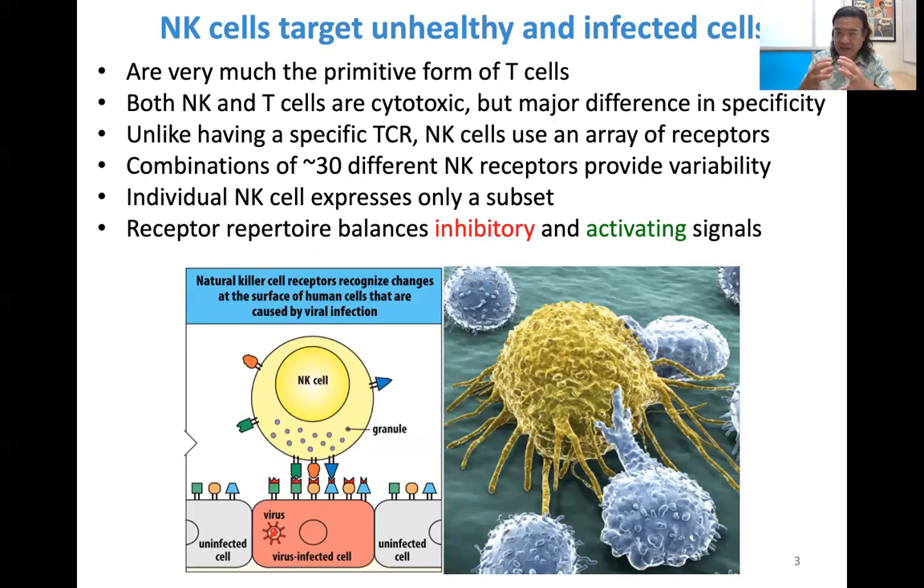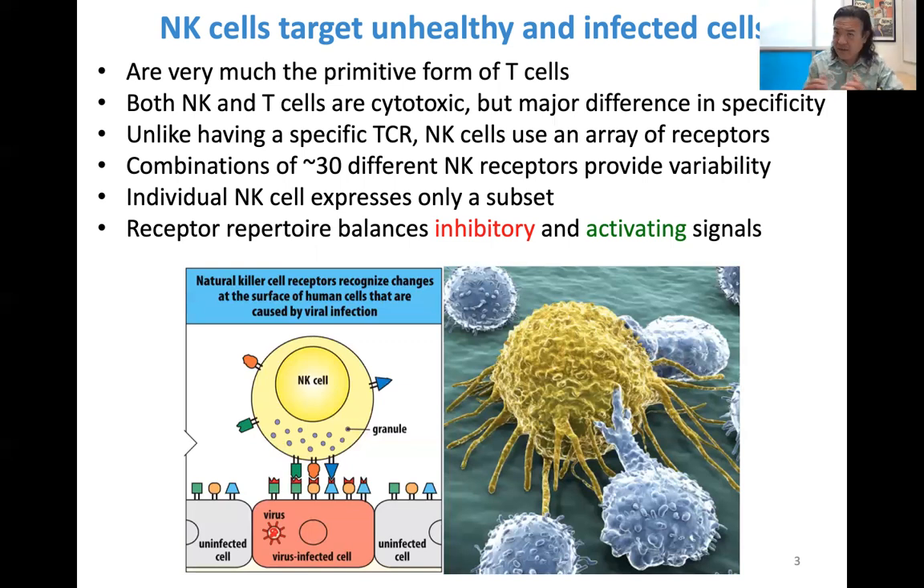If one NK cell tried to express all of these different receptors, then each particular receptor would be limited in the amount that you could have on the surface of the cell. That means it's kind of like a compromise. That NK cell could technically detect 30 different things, but it would detect none of them very well because there's not enough of each kind of receptor on its surface.